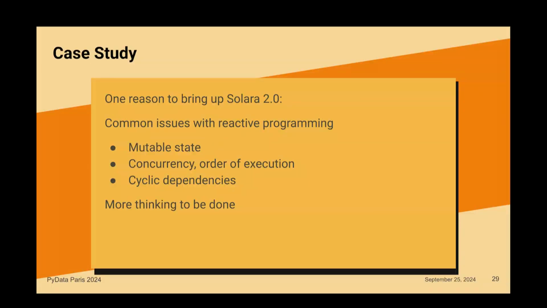So this was one of the reasons I wanted to bring up Solara 2.0. Like I said, we ran into some issues. There's a couple of types of common issues you run into with reactivity systems and reactive programming. It's mutable state, which is quite common in Python as well, because it's very difficult to track state mutations and then tell the application that something in the state has updated.